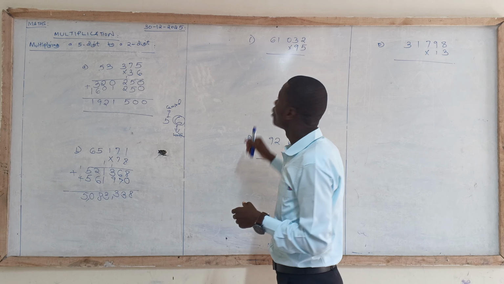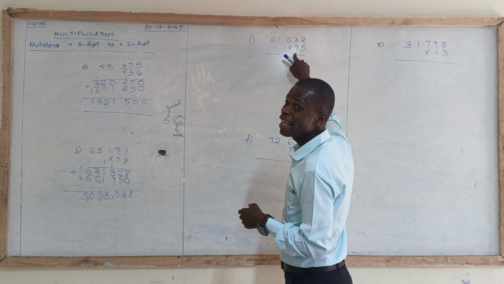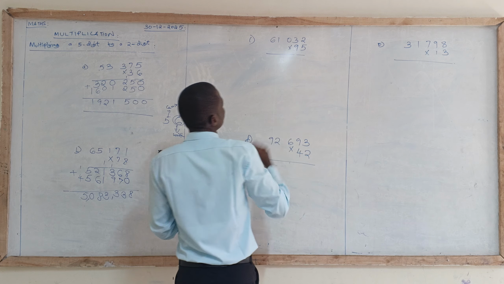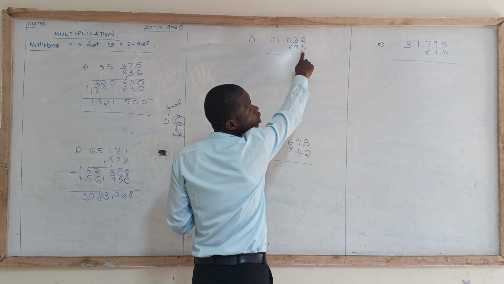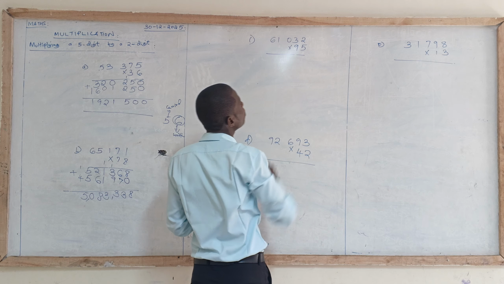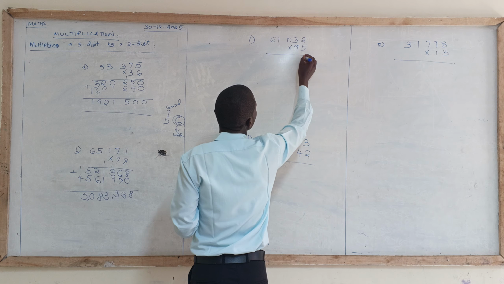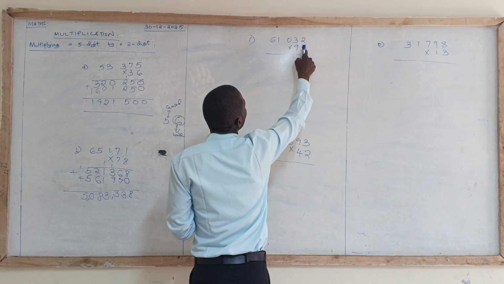What do you have? C, 61,032 multiplying by 95. Procedure remains the same. Take the ones digit on the lower number, which is 5, multiply by everything on the upper number. Multiply by all the digits. So let us start. 5 times 2, this is 10. Write 0, carry 1.